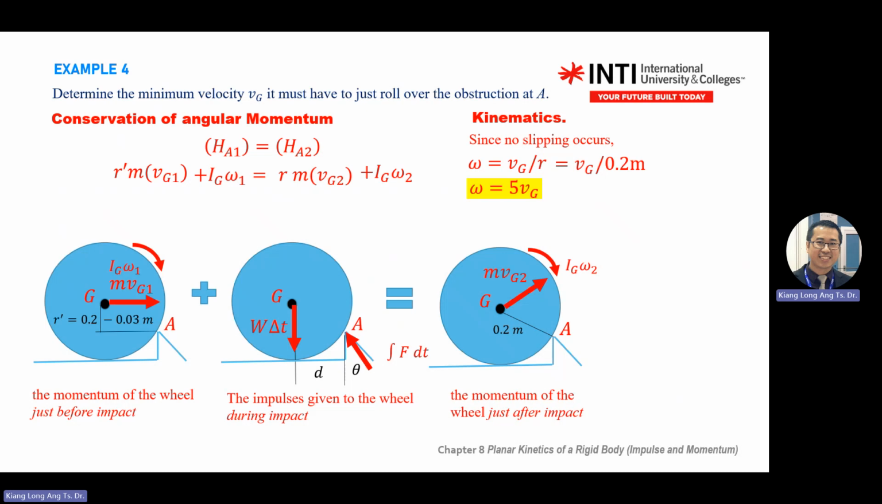So in this case, the question asks you about Vg, so you cannot change this one into omega, but you can change this one in terms of V. You can change omega into V. So you substitute. Ig is given in the question. This one is substituted by this one.